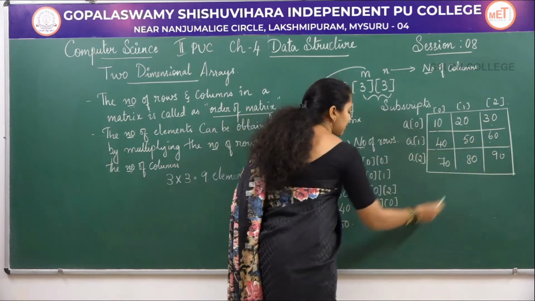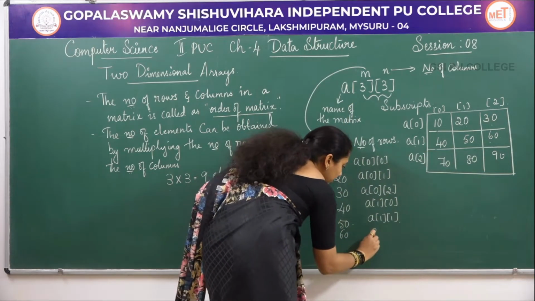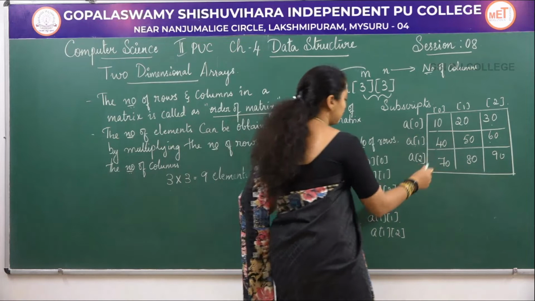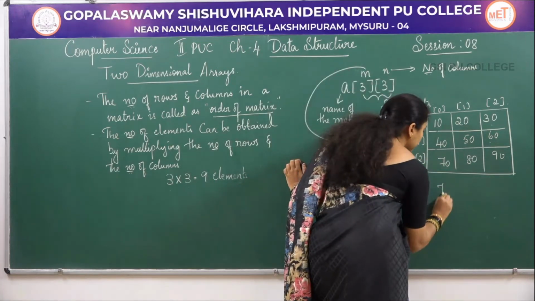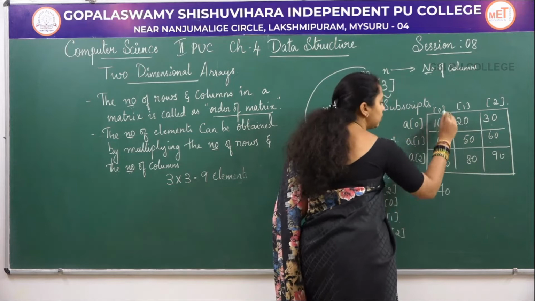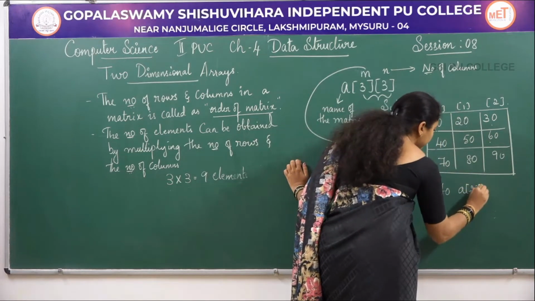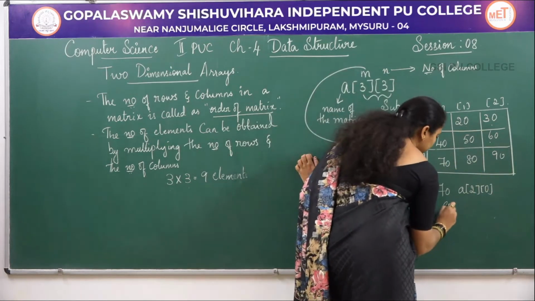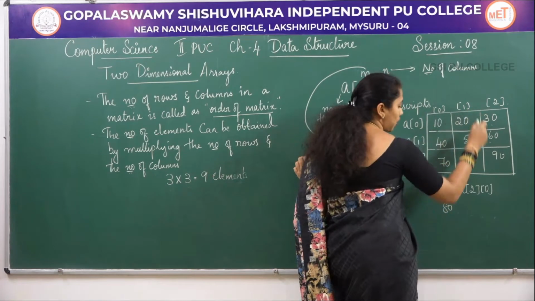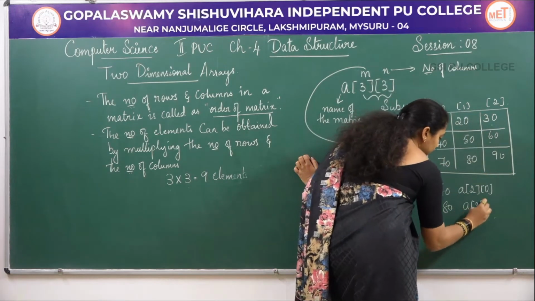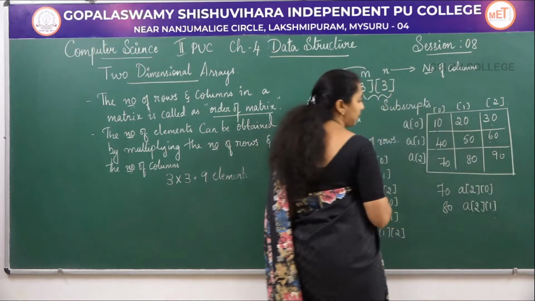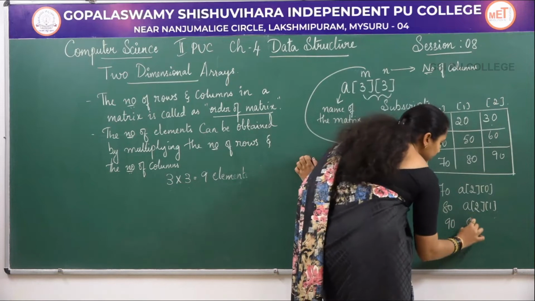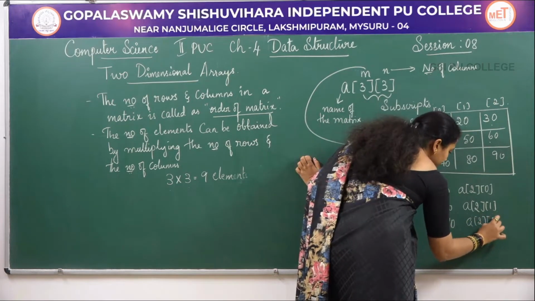What about 60? A of 1, 2. What about 70? A of 2, 0. What about 80? That is A of 2, 1. What about 90? A of 2, 2.